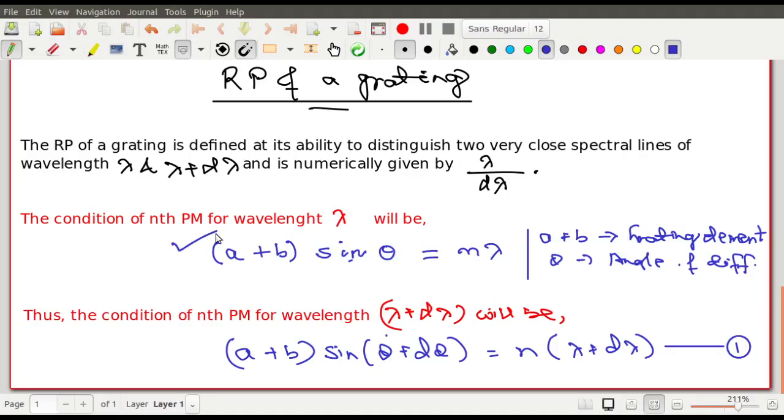This is what I have taken from the last classes of grating, the condition of the nth principal maxima. So the condition for the nth principal maximum is a plus b sin theta equals n lambda. And if I go for another wavelength lambda plus d lambda, definitely the angle of diffraction will change to theta plus d theta. Understood? Okay. Now you write the Rayleigh's criterion.